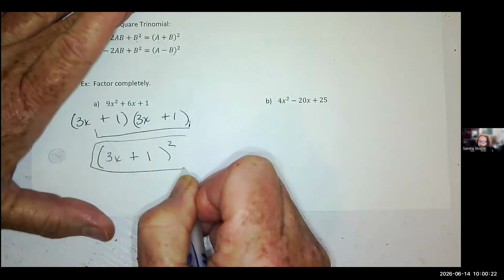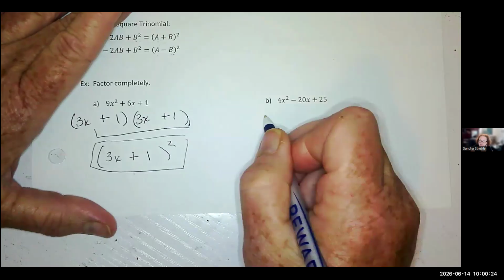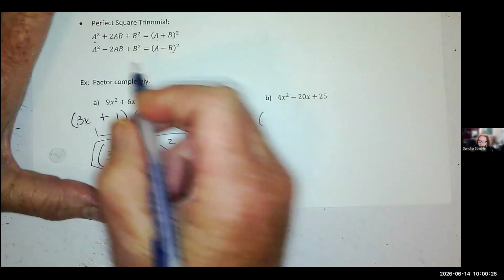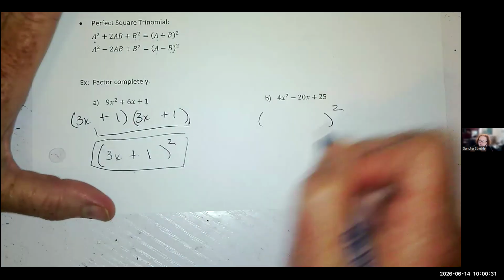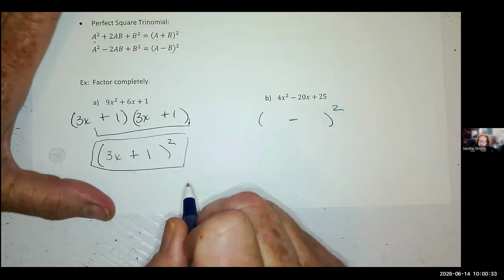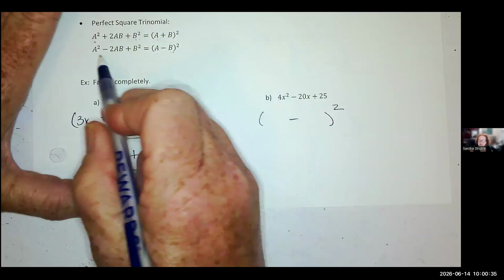Same thing for this one. I would like for you to attempt this one yourself. It's the exact same thing. You're going to have a negative in the middle because it has a negative. Attempt this and come back to see how you did.